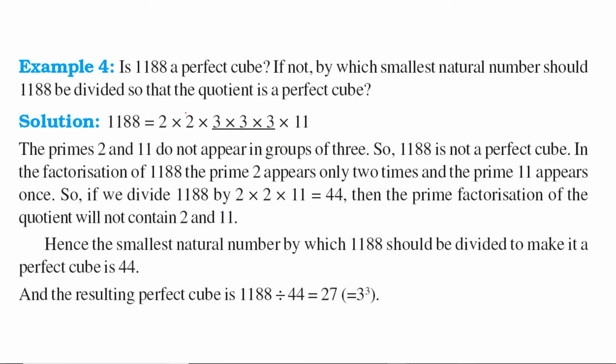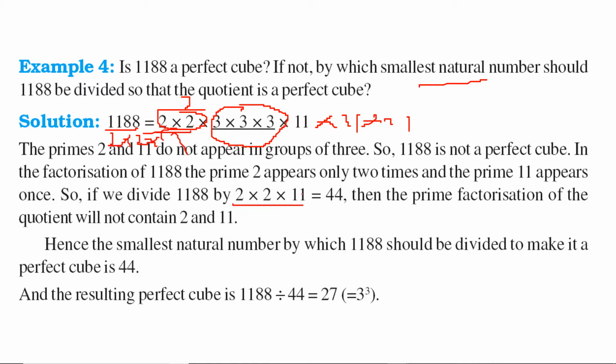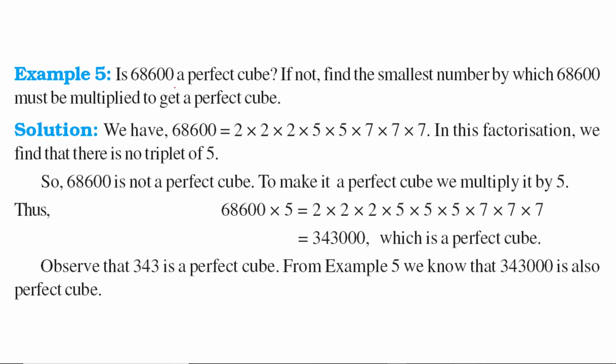Is 1188 a perfect cube? Let us find it out. 2 into 2, 3 into 3 into 3 into 11. Now this 3 into 3 into 3 is giving you a perfect cube, but for 2 into 2 into 2, we are lacking one 2. We are lacking 11 into 11 here. So if not, by which smallest number should this be divided so that the quotient is a perfect cube? So if we can get rid of 2 into 2 into 11, this number will become a perfect cube. So divide it by 2 into 2 into 11. When you divide it by 2 into 2 into 11, that is actually 44, you get 27, which is a perfect cube, that is 3 cube. Is this number a perfect cube?